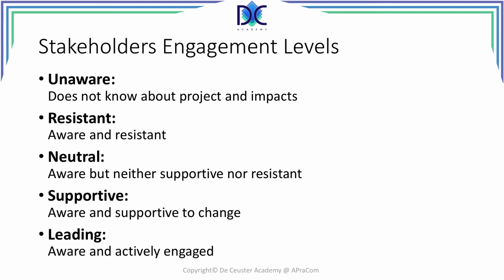When we look at stakeholders, we also can consider their engagement levels. And there are 5 engagement levels that the PMBOK defines. Unaware, the person doesn't know about the project and the possible impacts. Resistant, they are aware and they resist. The project can be dangerous. You have to be aware that these people can have an important influence.